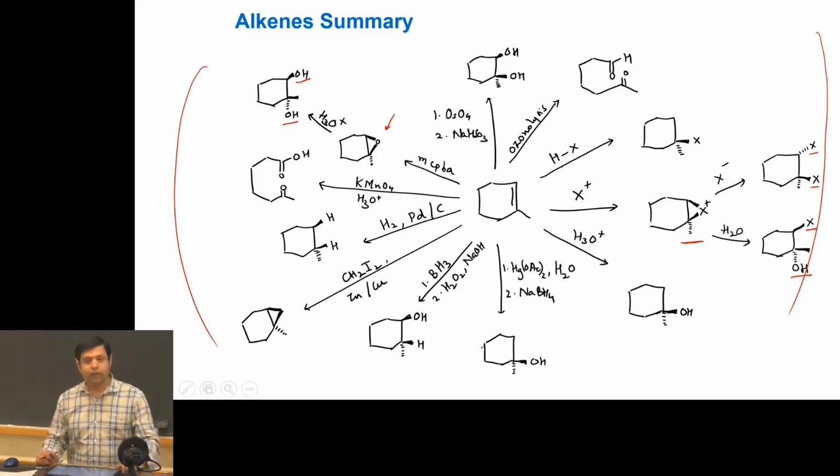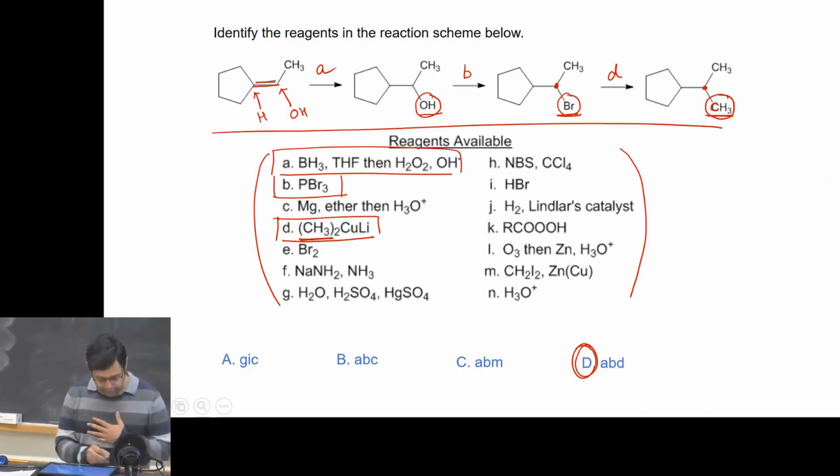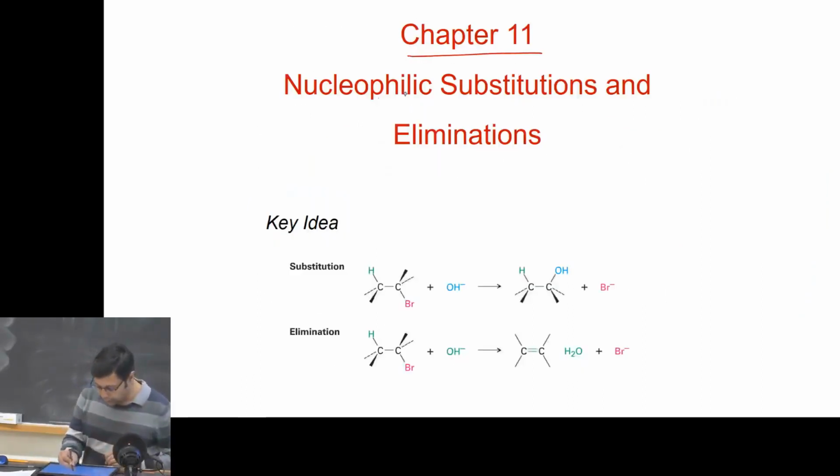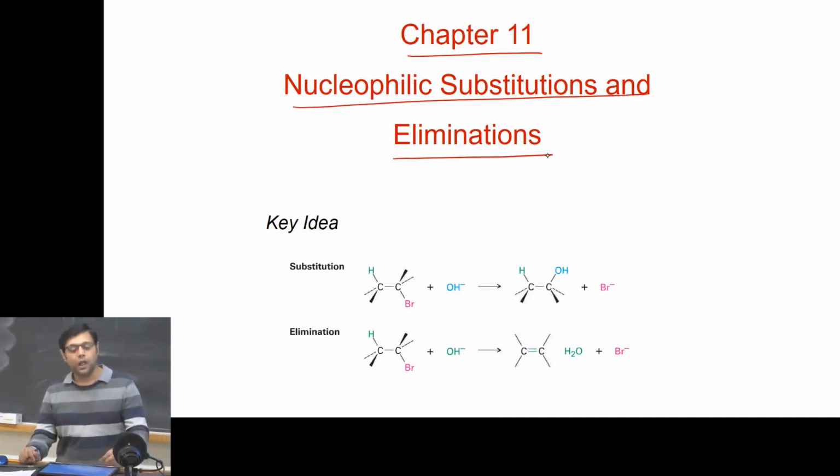Alright? The next chapter we begin in the semester is chapter 11, nucleophilic substitutions and eliminations. Now, so far in the semester, we have majorly focused on electrophilic addition reactions. Whether it's an alkene or an alkyne you begin with, the first species that attacks the pi bond is an electrophile, and the overall reaction is an addition reaction. You add species across the pi bond.